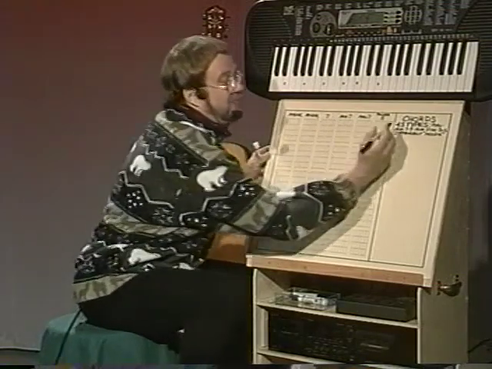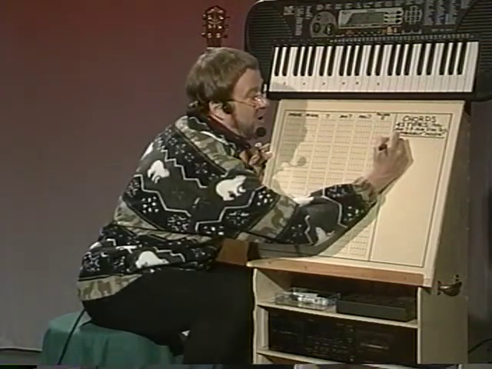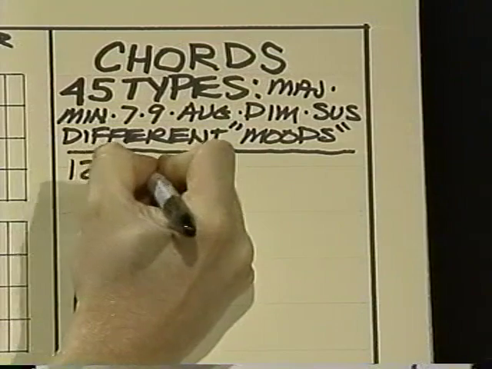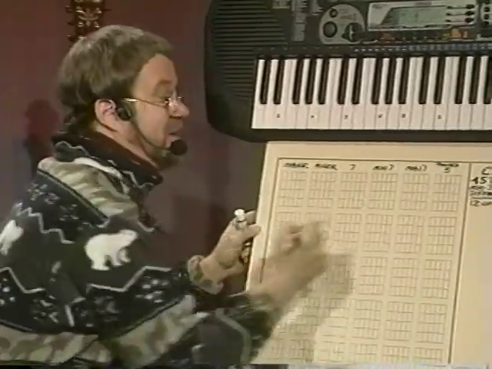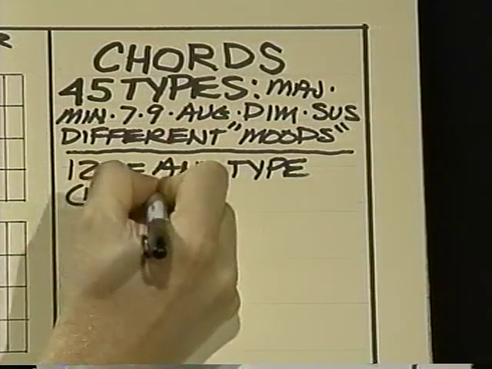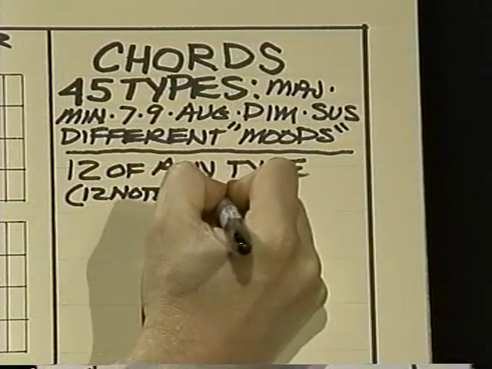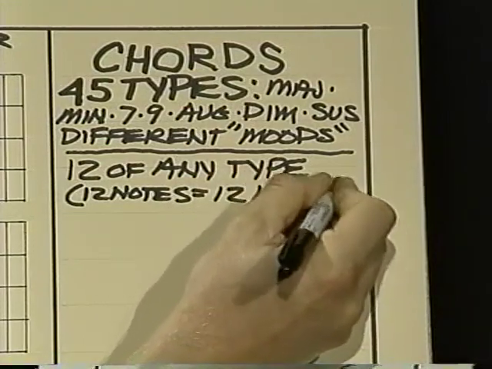So we've learned that there are about 45 different types of chords. Another interesting thing to know is there are 12 of any type. That's because there are 12 notes. So what that means is when you play music, there are 12 keys that you can play in.